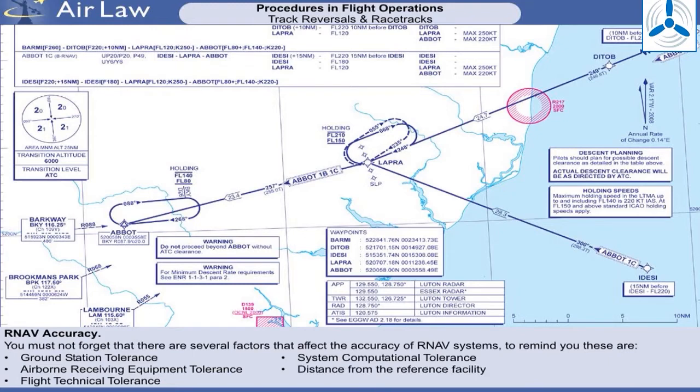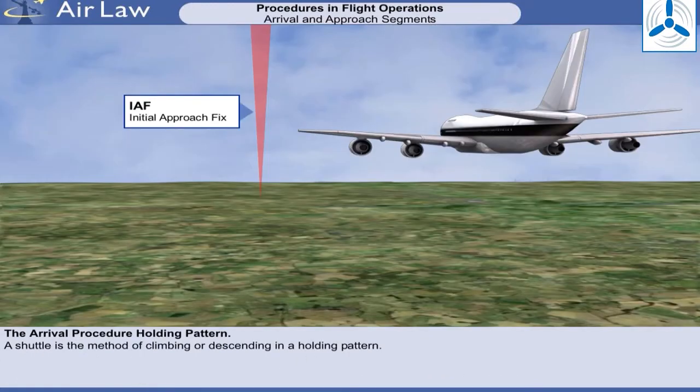distance from the reference tolerance. As part of an instrument arrival procedure, a shuttle may be prescribed at the IAF, where to achieve the specific altitude at the final approach fix or final approach point would require excessive rates of descent from the minimum altitude at the end of the approach. The shuttle is therefore part of the arrival procedure of climbing or descending in a holding pattern.